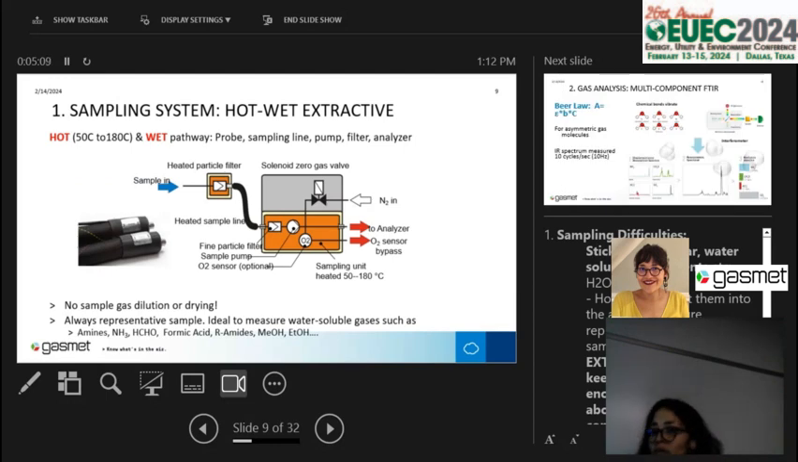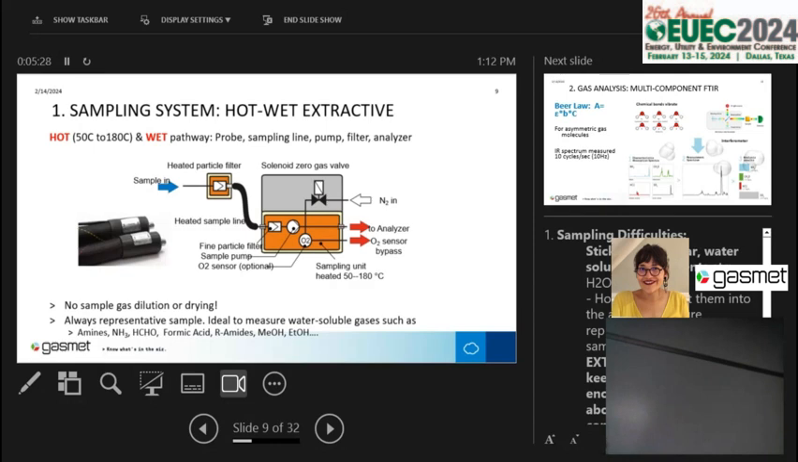When it comes to sampling difficulties, I was mentioning we're dealing with sticky gases, polar, water-soluble components, so we've got ammonia in there, and the immediate challenge is how to transport them into the analyzer and ensure a representative reading of the sample.